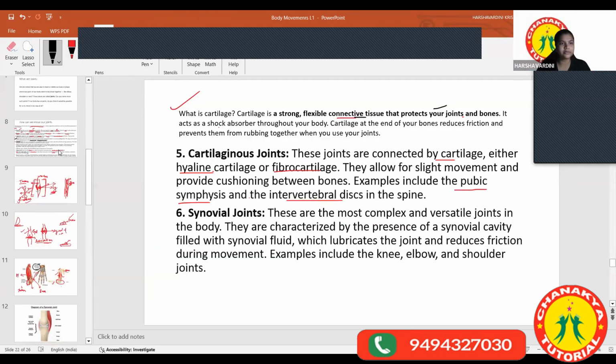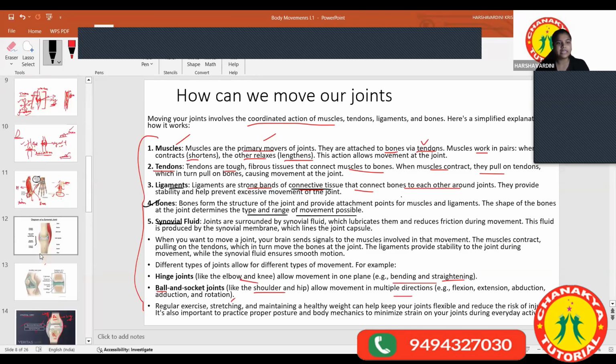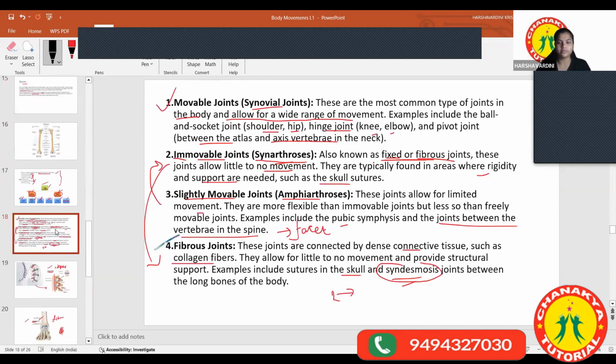We'll go to the ligament part. See here, strong bands of connective tissues. Ligaments are also connective tissues. But cartilages are also connective tissues. They act as a shock absorber. And I'll get the picture of this.